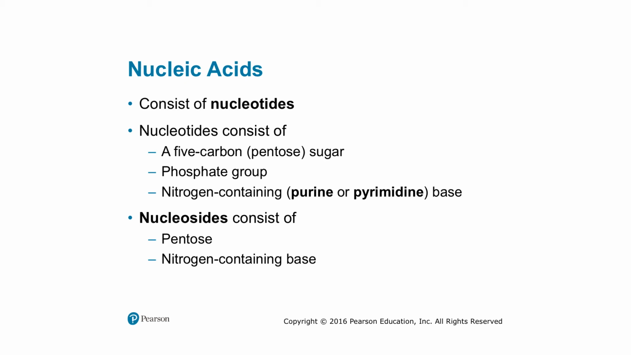The last thing we're going to talk about here is nucleic acids, and these consist of nucleotides. Nucleotides consist of a 5-carbon or pentose sugar, a phosphate group, as well as a nitrogen-containing purine or pyrimidine base. And nucleosides consist of a pentose and a nitrogen-containing base.